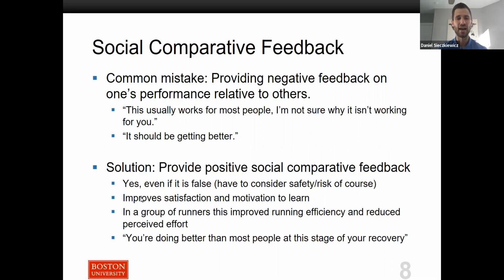When we do this, however, we have to consider safety or risk, of course. So for example, if a patient's gait pattern places them at a high fall risk, we need to be upfront about that to prevent an undesirable event. But if it's incidental, even providing false positive social comparative feedback can improve satisfaction and motivation to learn. And experimentally, in a group of runners who were told that their running form looked really good, better than most people, their running efficiency improved, and their perceived effort at a given workload was reduced.